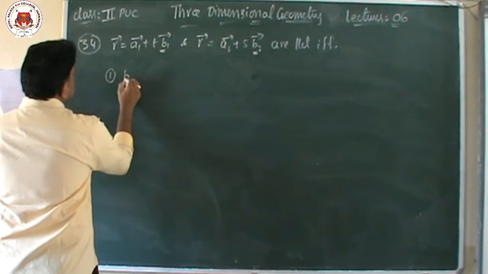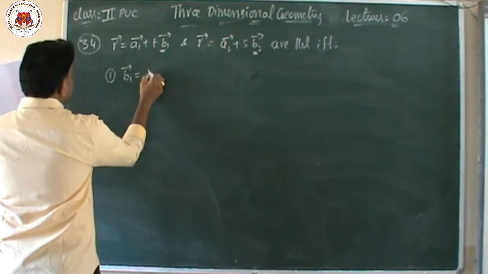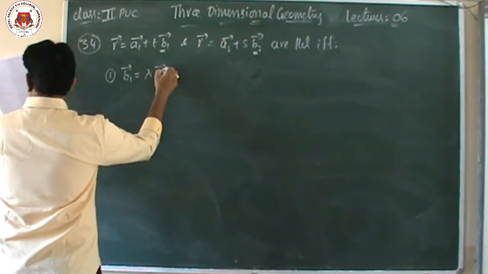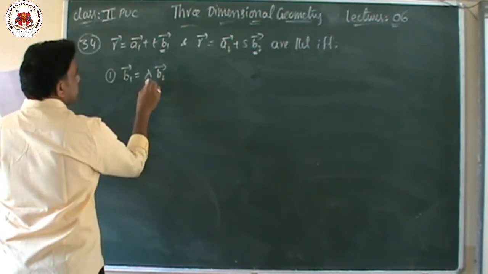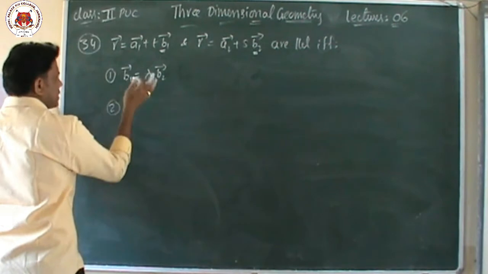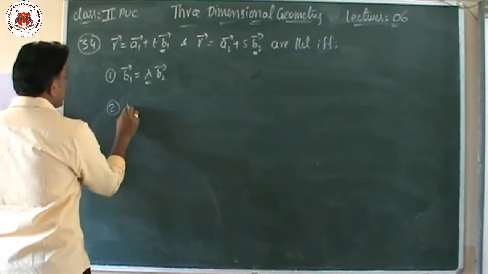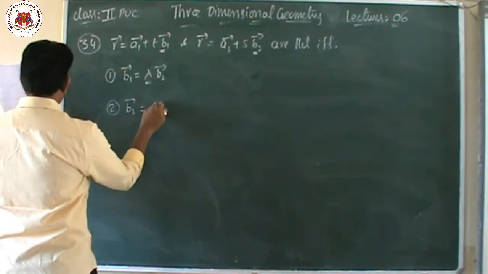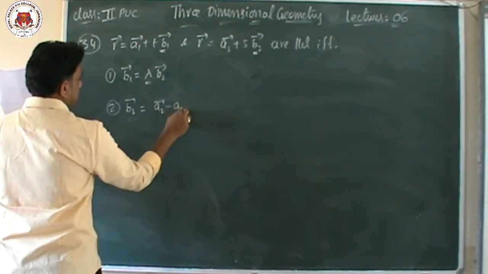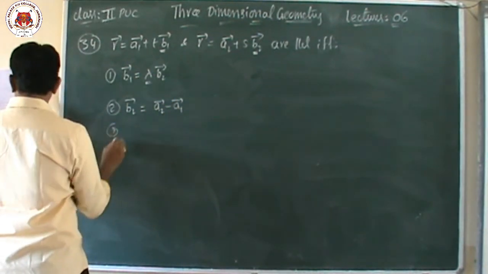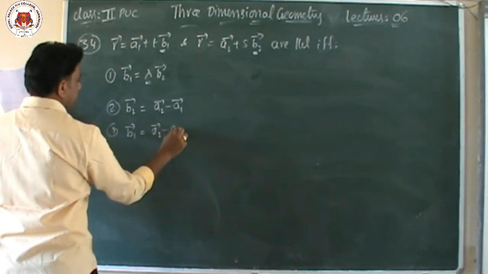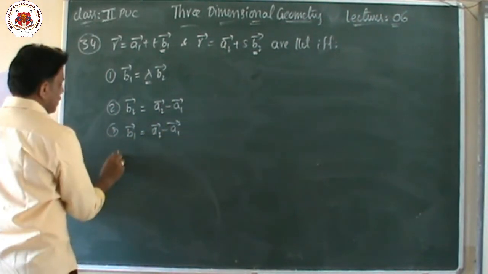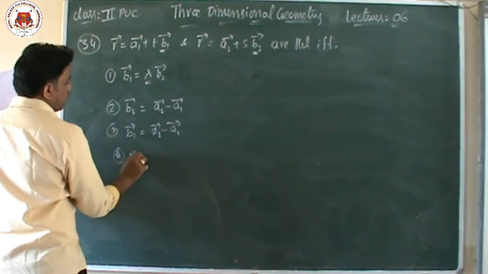First option is given that vector B1 equals lambda times vector B2, where lambda is a real number. And B2 is equal to A2 minus A1. And again, B1 is equal to vector A2 minus vector A1. And the fourth option is none of these.